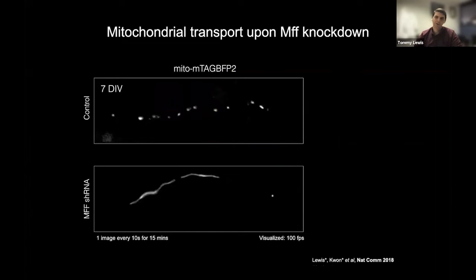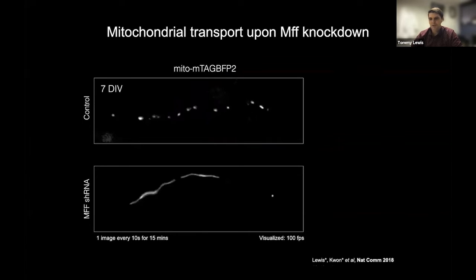So what's going on here? Now that we have this tool that shows that MFF is the major player for fission in the axon, and it doesn't affect dendritic mitochondria, we can use this as a tool to test why mitochondria are small along the axon and what's happening here.